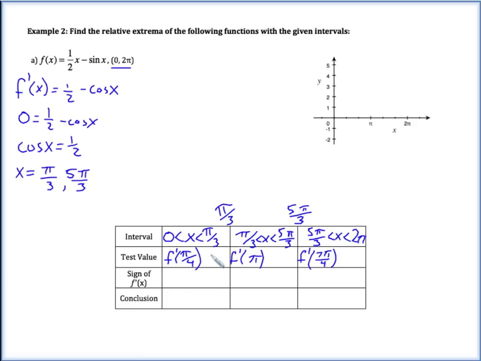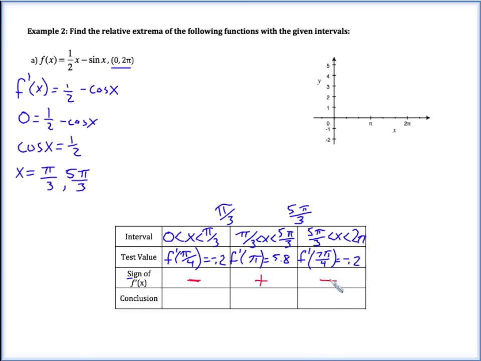Okay, now you can go and plug these into your calculator, and really what we're looking for is the sign that results here. So if you type this into the derivative here, 1/2 minus cosine x, you actually get about negative 0.2. If we plug pi in, we get about 5.8. And if we plug 7 pi over 4 in, we get negative 0.2 again. So really the only thing that matters here is the sign of f prime of x. So here the sign is negative, here the sign is positive, here the sign is negative.